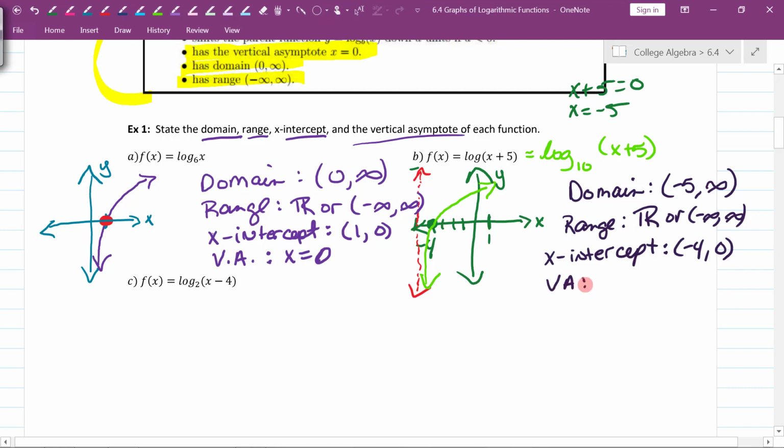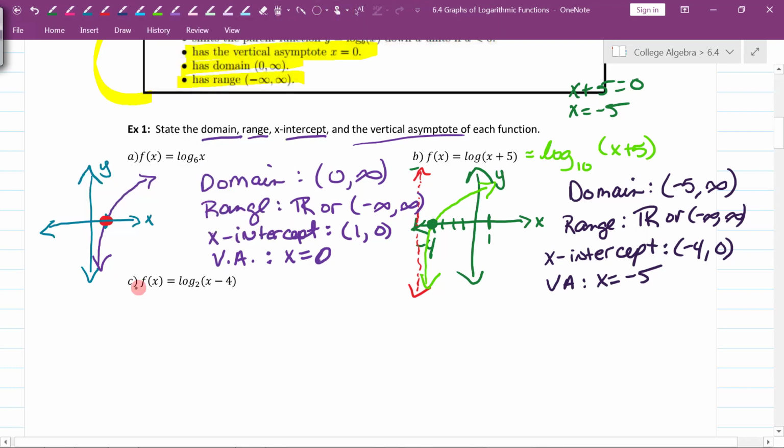And then the last thing I need to write down is my vertical asymptote. My vertical asymptote is going to be x equals -5, which is, if you solved it, right up there, okay? So x equals -5. Okay, let's move on to our next problem.